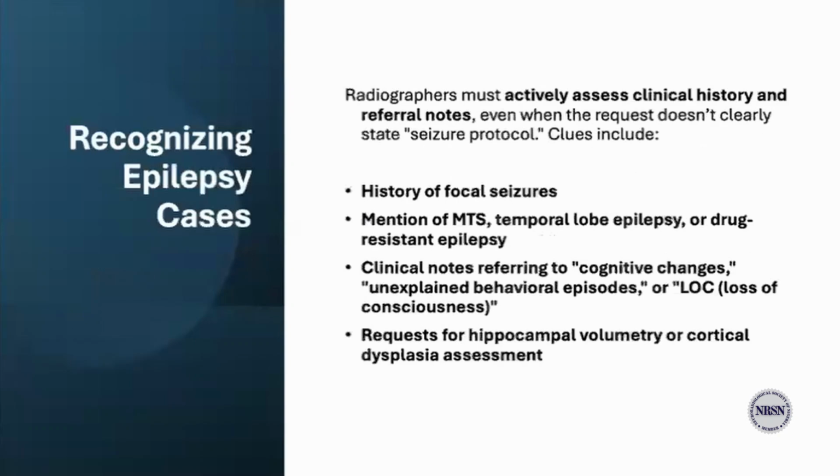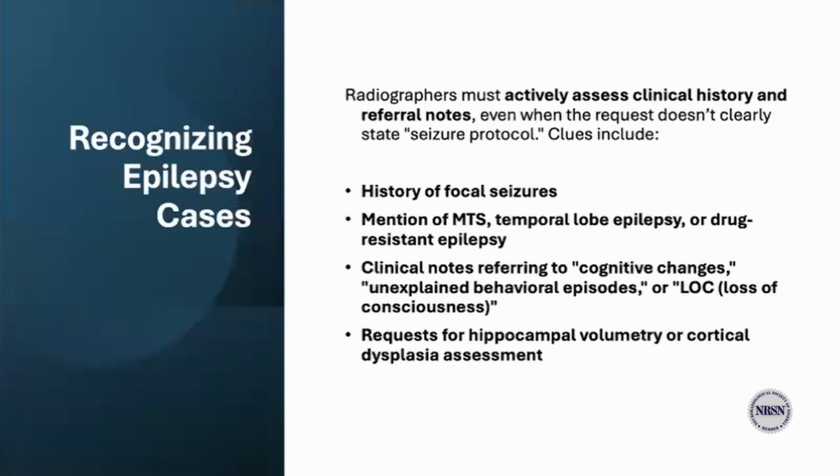As radiographers, we do play a key role in recognizing when the epilepsy protocol might be needed, even if the referral doesn't explicitly say so. It's important to actively review the clinical history and read the referral notes. Sometimes the need is hidden in the details, so look out for certain clues. A history of focal seizures is often the biggest hint. Mentions of mesiotemporal sclerosis, temporal lobe epilepsy, or drug-resistant epilepsy, I think those are quite straightforward and strong indicators.